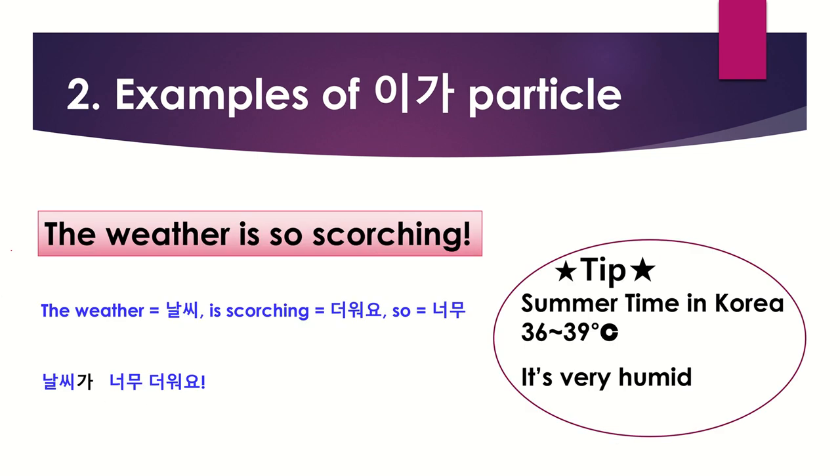And number two. The weather is so scorching. Break it down. The weather, 날씨, is scorching, 더워요. So, 너무. Alright? Like the previous slide, the scorching weather is the main issue. And I feel it's really scorching, really hot. Okay, so I don't care how the other person feels about the weather. Make sense? The scorching weather is the main issue to me. So, 날씨 is the subject. And 씨 ends with a vowel, so 가. 날씨가 너무 더워요.